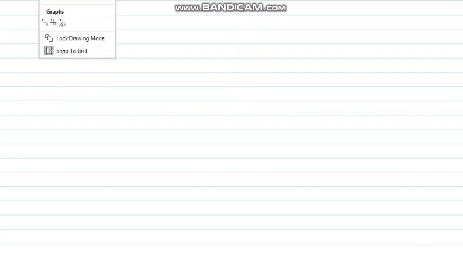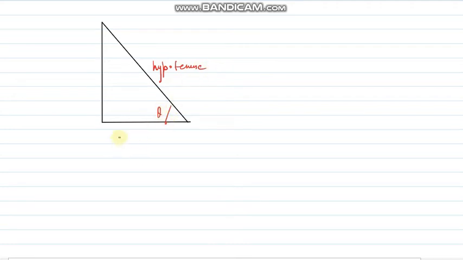For trigonometric identities, first I will draw this right angle triangle. In a right angle triangle, one angle we are going to take as theta. One side is the hypotenuse, and for this theta, this is the adjacent side and this is the opposite side. So A, B, C.